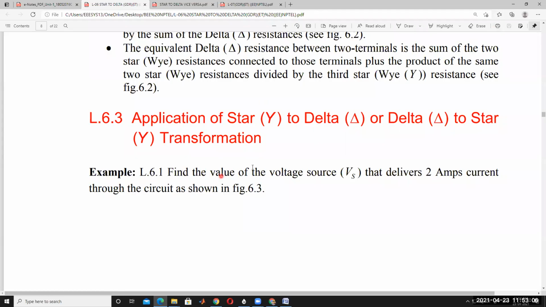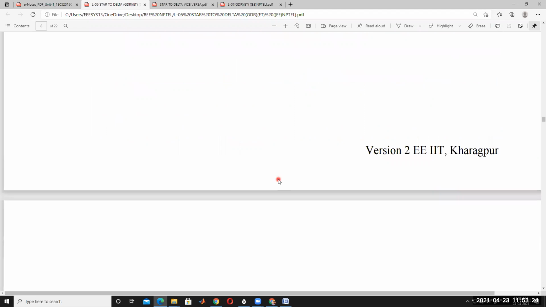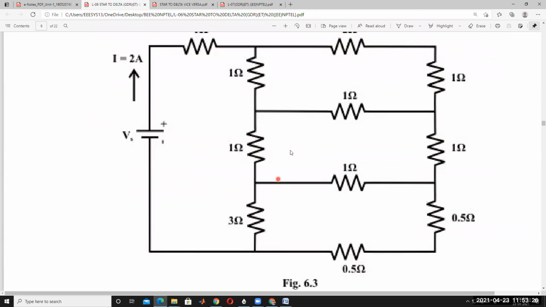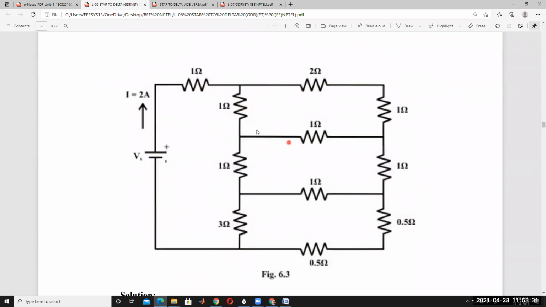Find the application of star to delta and delta to star transformation, that is, find the value of voltage Vs that delivers 2 amps current through the circuit shown in figure 6.3. Okay. Application of star to delta and delta to star transformation. So this is the circuit. Find the voltage Vs by using star to delta and delta to star transformation techniques.